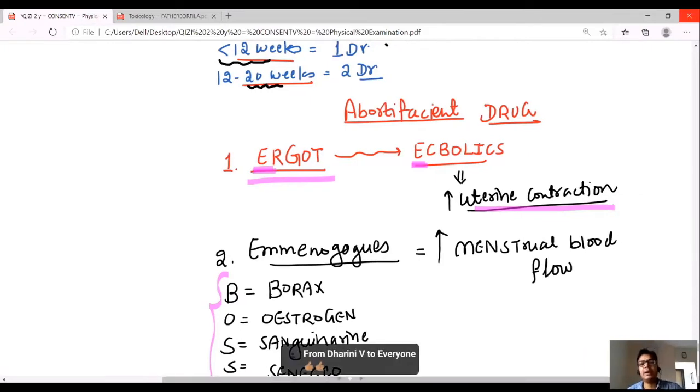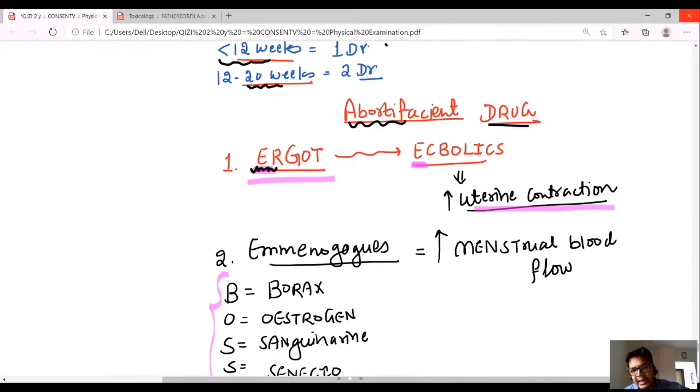Now, Dr. Saab, some abortifacient drugs. First is ergot. E for ergot, it is an ecbolic. What is the mechanism of ergot? It increases uterine contractility, and it causes abortion.